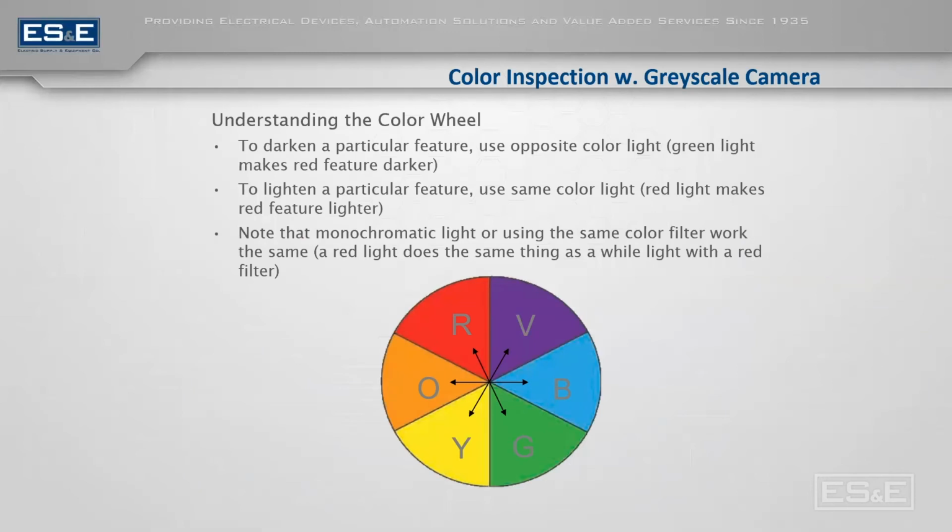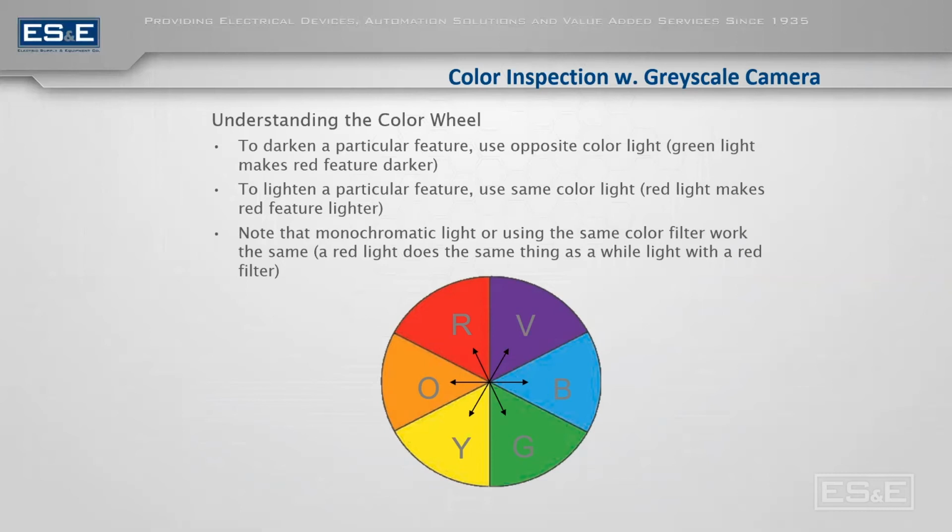Okay, now we're going to go a little bit over a color inspection versus a grayscale camera inspection. Color cameras are not used a lot, but sometimes they are just because they have to be, and they're requested to be. So this is just a little bit of understanding about the color wheel. When you want to darken a particular feature, you use the opposite color of lighting. So a green light makes the red a darker feature. When you want to lighten a particular feature, use the same color of light. So a red light will make a red feature look light.